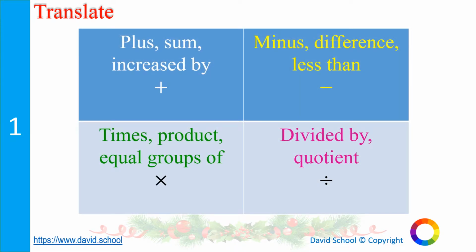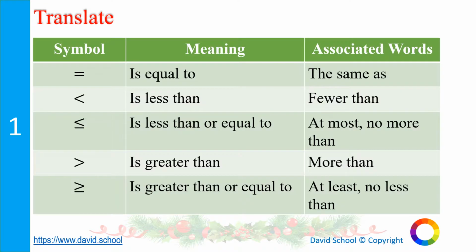In the last lesson, we learned how to translate verbal statements into algebraic expressions. For that, we use this table. We can translate the particular word into a math symbol using this chart. Similarly, in this lesson, we're going to use these symbols and the associated words. Equality, the same as; less than, fewer than; less than or equal, at most or no more than; greater than or equal is at least or no less than.